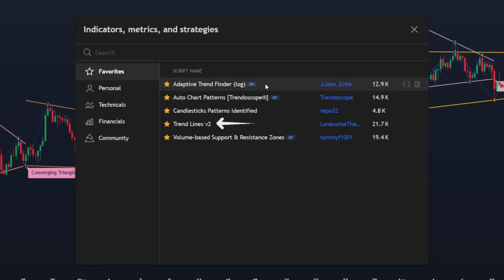We started with Trendlines V2 to automatically draw the cleanest trend lines, then Adaptive Trend Finder to show channels and highlight both short-term and long-term structure, then volume-based support and resistance zones for marking out the most important levels from multiple timeframes, then Candlestick Patterns to scan the chart for candle formations, and finally Auto Chart Patterns to help spot triangles, wedges, and channels.